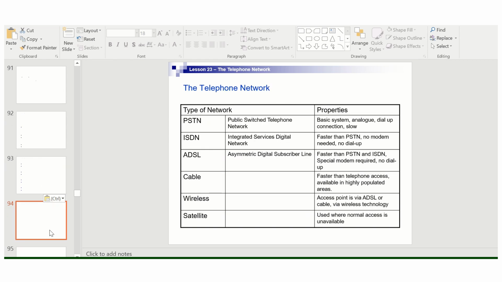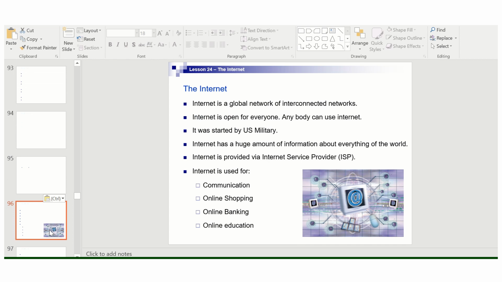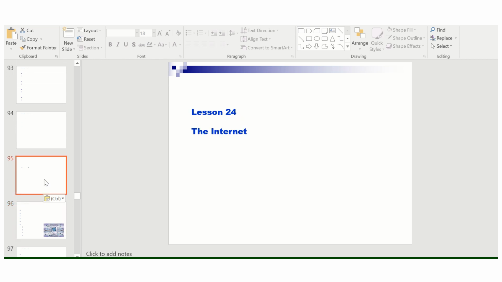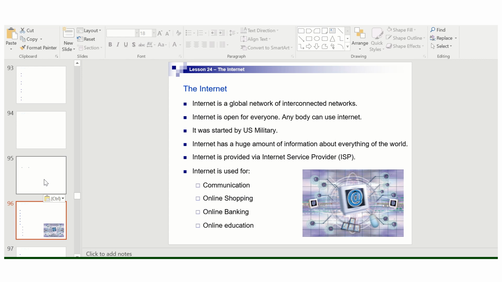Yeah. And then let's talk about the internet. You guys know what the internet is. I think this becomes important because we're going to be talking about intranet and extranet. Understand the difference. The internet is a global network of interconnected networks. It's used for things like communication, shopping, banking, education. You use the internet every day. When you go to Google and start searching, you are using the internet. You don't have to be logged in any way. You're just using the internet, right?